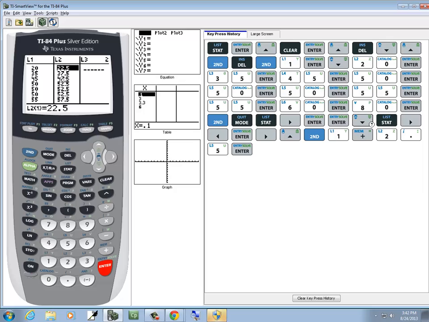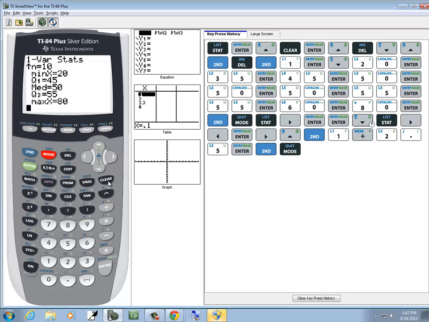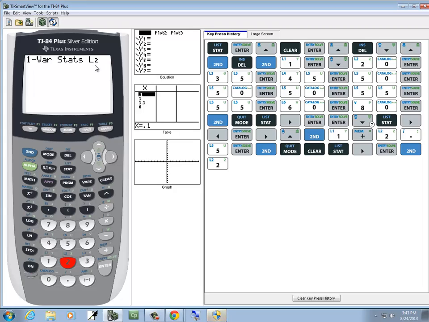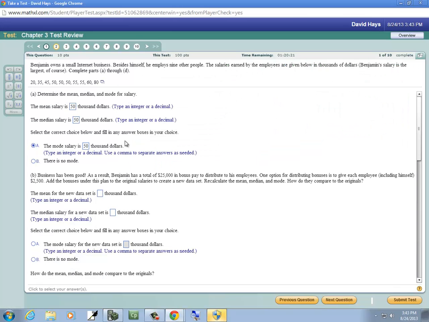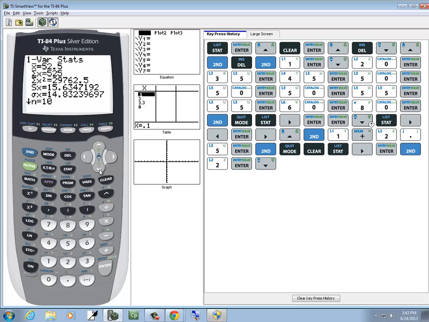Now that's in L2. So let's exit out, do a second mode. And I'll press clear to clear that. We're going to do one var stats again. So I'll go to stat, right arrow to calc, do enter on one var stats. And I'm going to do a second 2 to put L2 there. That'll tell it to do one var stats against L2. Enter. Now remember, X bar is the mean, which is 52.5. So 52.5. Median, I'm going to down arrow until I see the MED, 52.5.